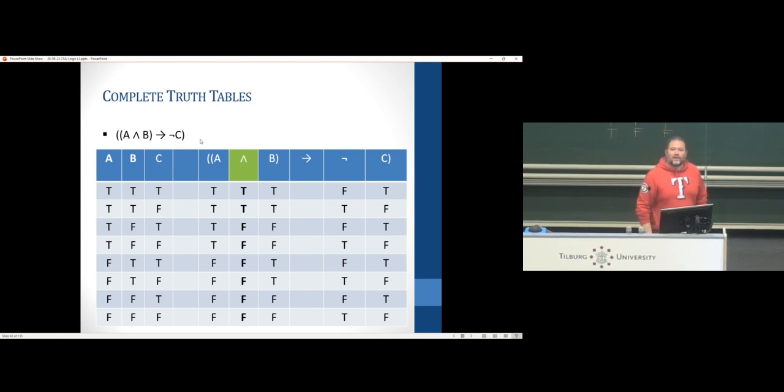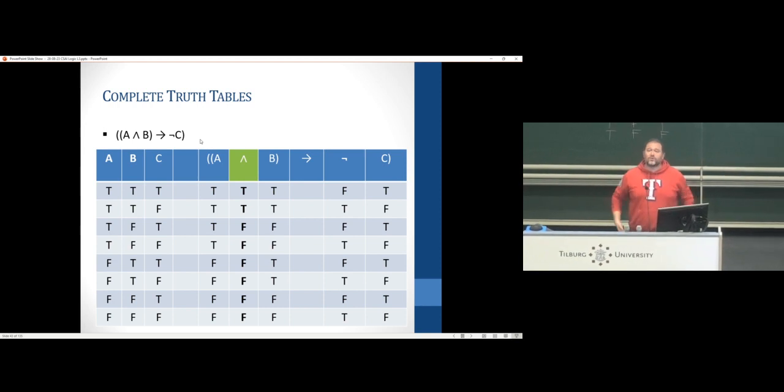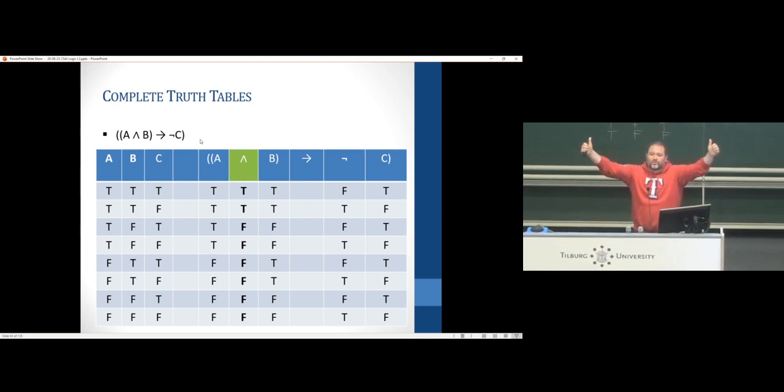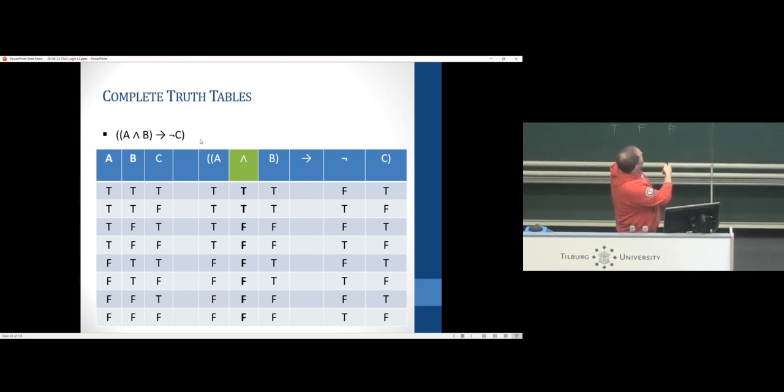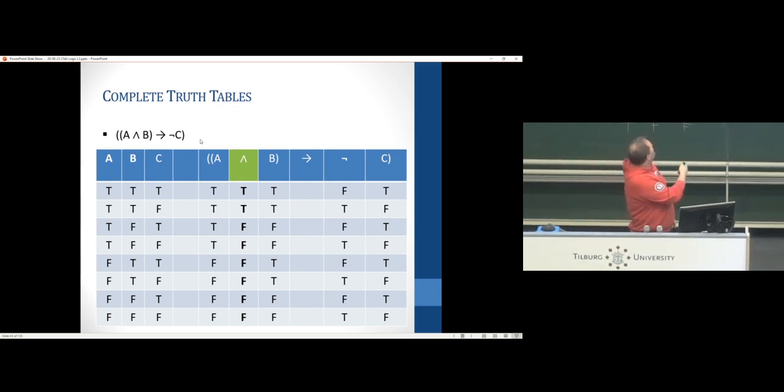Right? And if we use the characteristic table that we talked about earlier for conjunction, we know that it's only true if both inputs are true. So we can fill it in like this, right? In our first row, it's true because A and B are both true. In our second row, it's true because A and B are both true. But from then on, it's always false.